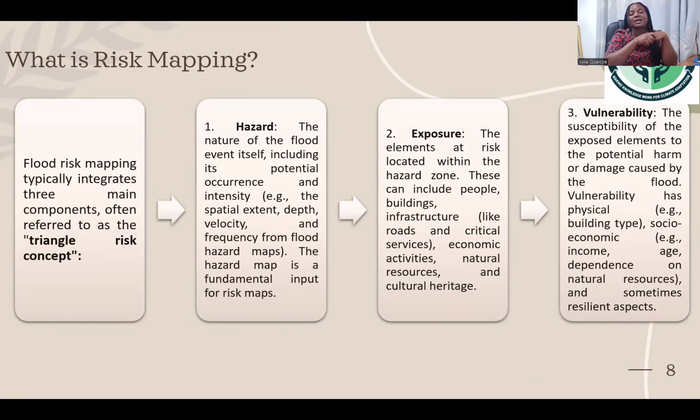And so in flood risk mapping or generally risk mapping, there are three major components which are mostly integrated. So when you are doing flood risk mapping, you just don't look at the physical environment like I have said. You have to consider three main components, and these three components come together to form what we call the triangle risk concept. So in the triangle risk concept, the main components include the hazard, the exposure, as well as the vulnerability. All right, the hazard, the exposure, and then the vulnerability.